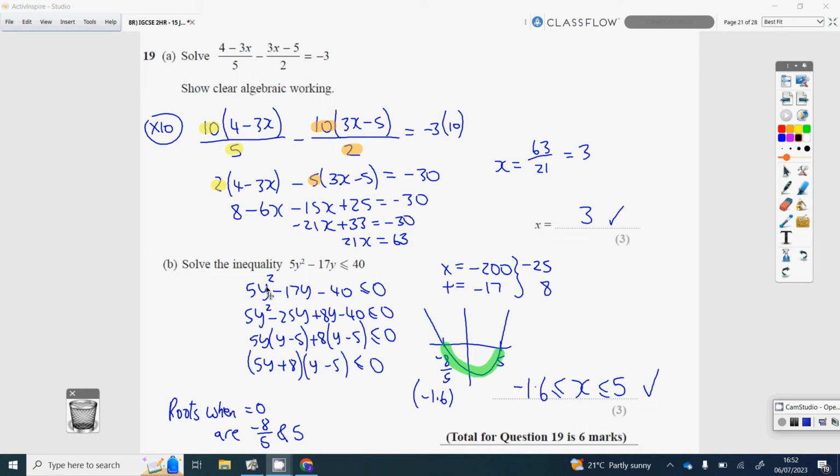So this is a positive quadratic, so it's a positive parabola. And my roots are at minus 8 over 5 and 5. And I'm looking for all the solutions that are less than 0, so the set of solutions below the x-axis. And as it's one set of points, I do this as one inequality. So x is less than or equal to 5, or greater than or equal to minus 8 over 5, which is minus 1.6.